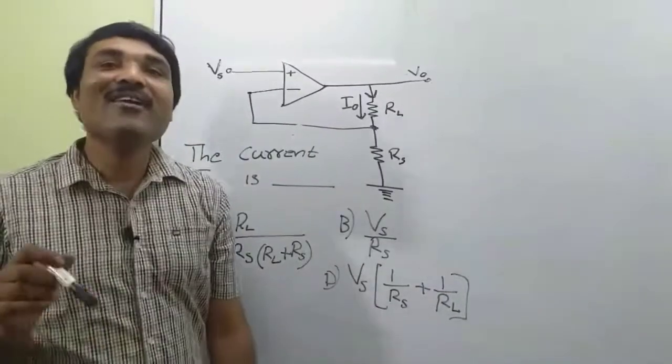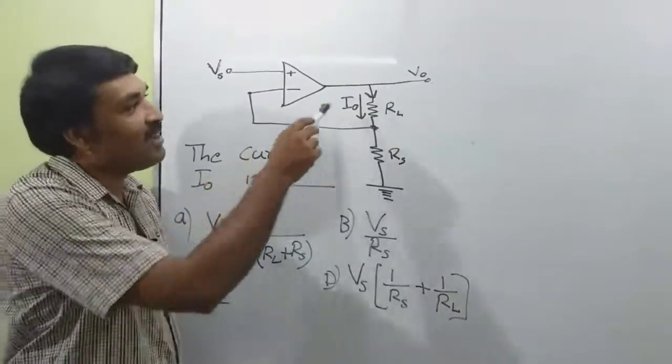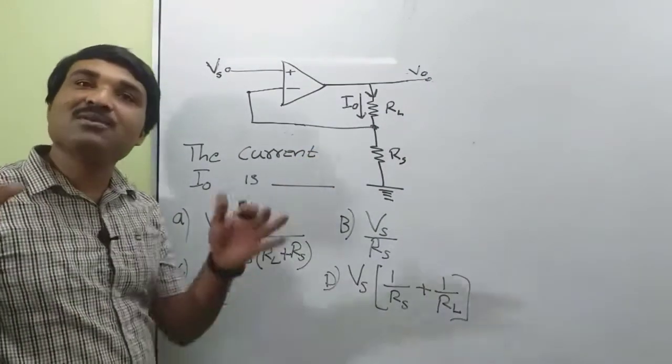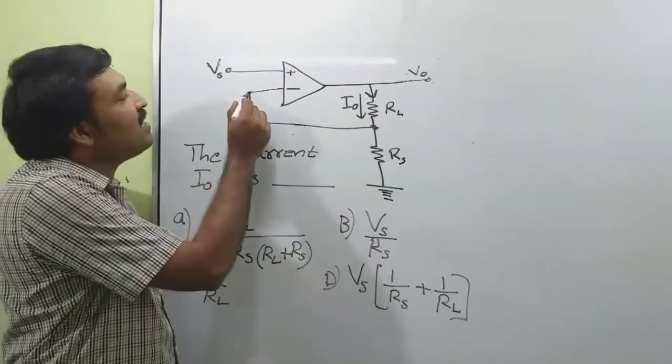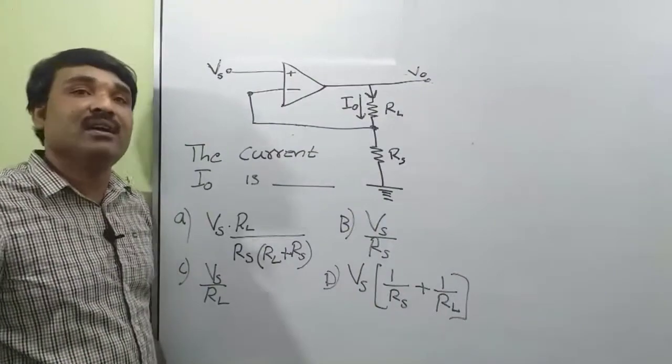So we have an operational amplifier circuit. We want to find what is I naught. I naught is this current. Okay, choices are given. Now we are using the concept of virtual ground. That means potential at this point should be equal to potential at this point. No current will flow inside the operational amplifier.